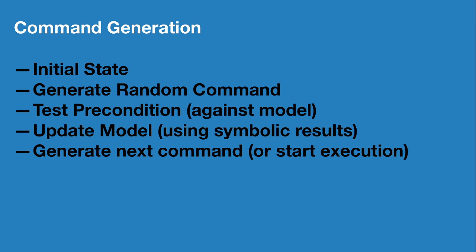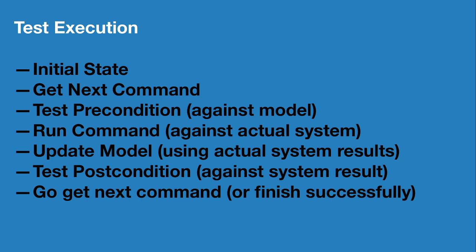Once it's generated that list of commands, then it enters into test execution. It starts off the same way. It runs the initial state, it gets the next command, tests the precondition against that command, but that's against the model, and then it runs the command, and this time it's against the actual system. It updates the model using actual system results. So if you have something that's not deterministic, like say UUIDs, which are purely going to be random coming out of the system, they'll update into the model and you'll be able to be sure that you're actually able to keep on running the system with genuine IDs. So that's why you use actual system results.